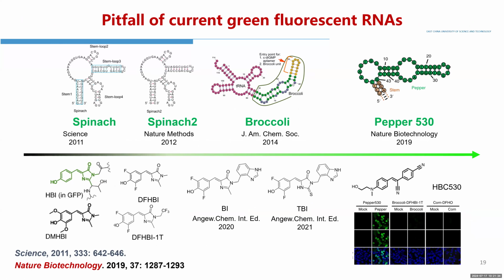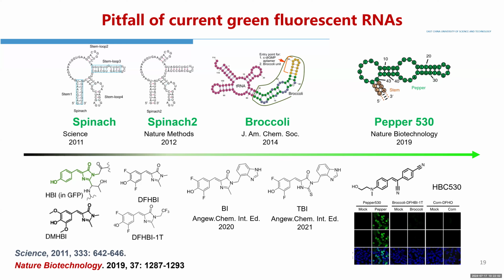We all know the most widely used fluorescent protein is the green fluorescent protein. It's widely studied and widely used in biochemistry and cell biology. Current green fluorescent RNAs include spinach, broccoli, and also the Pepper 530 we developed. The Pepper has the brightest fluorescence.